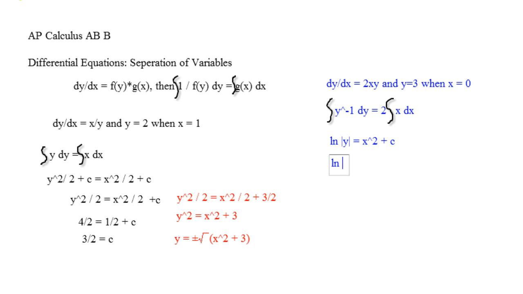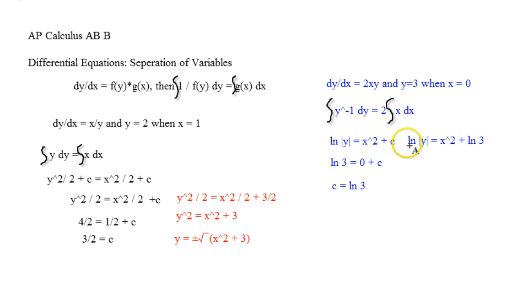So the natural log of 3 is going to equal 0 plus c, so c is equal to the natural log of 3. That's pretty simple. So I go back to here and I replace it. So the natural log of the absolute value of y, and some of you are probably asking, do I really need that? Yes, you do. Plus the natural log of 3.